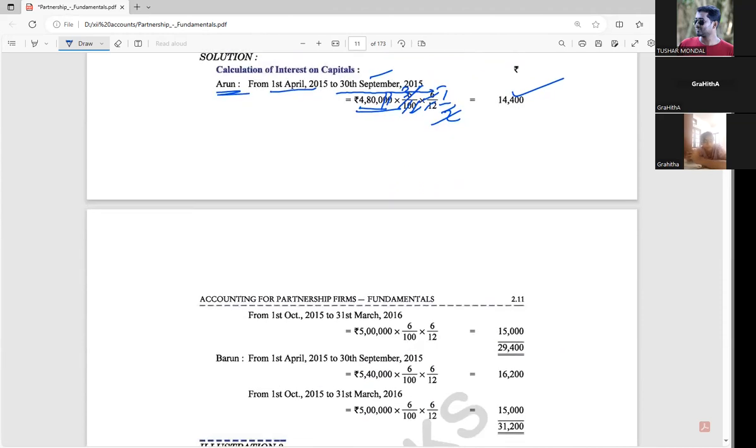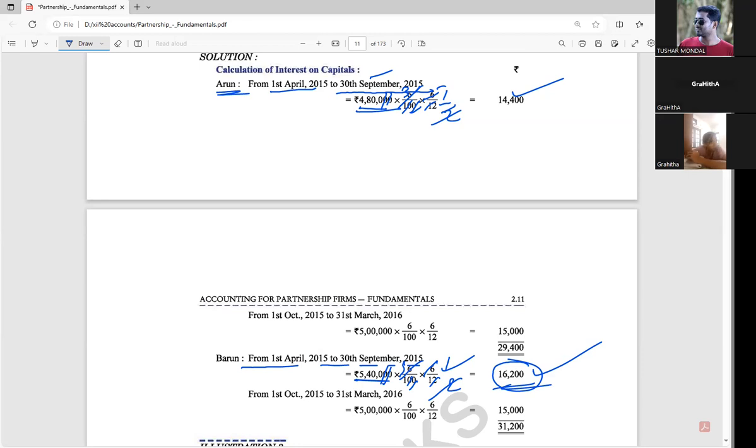Let's see Barun. Up to 30th September, for Barun also I am calculating 5 lakh 40,000 into 6 by 100 into 6 by 12. Correct? 16,200. 16,200 is the total amount. Again, 1 by 2, cut like that, 3, and 0, 0 cut, multiplied, 16,200.